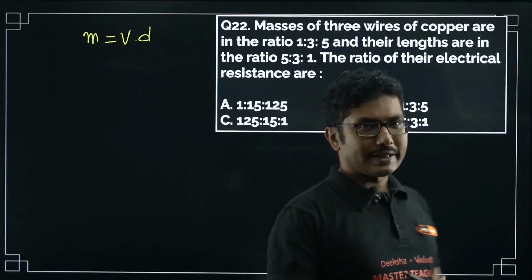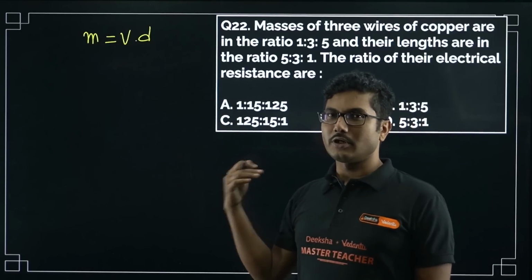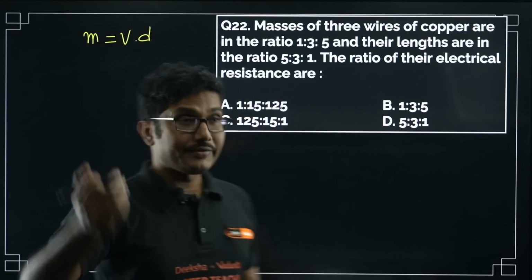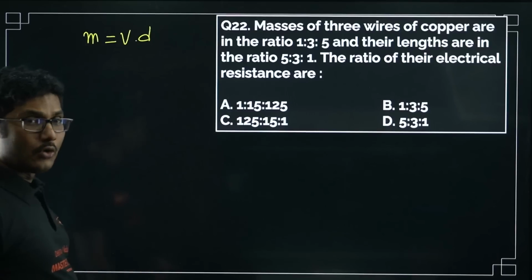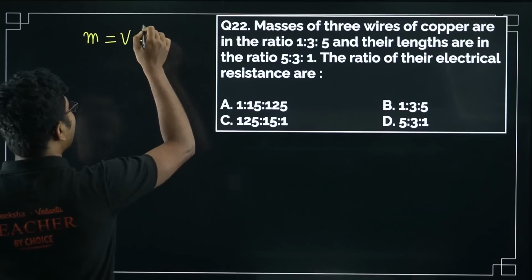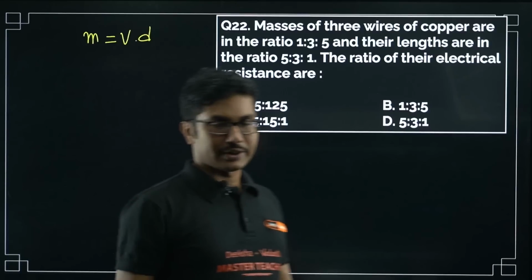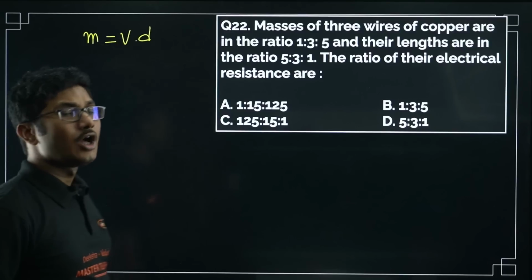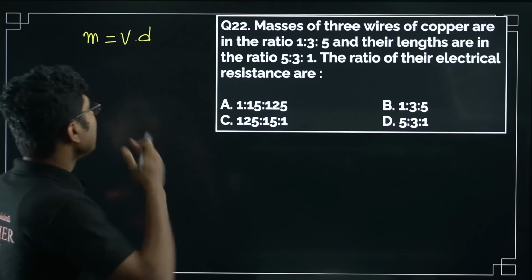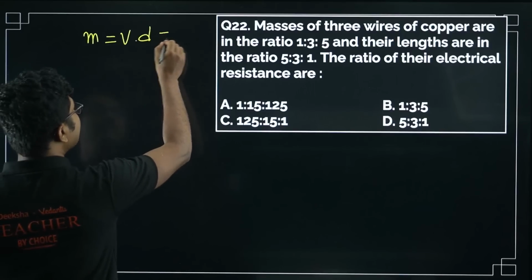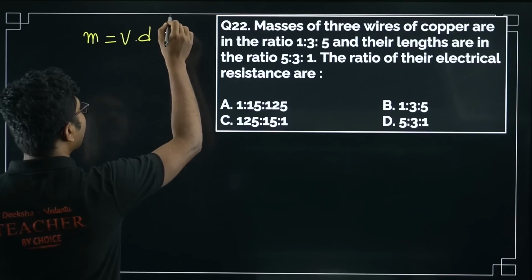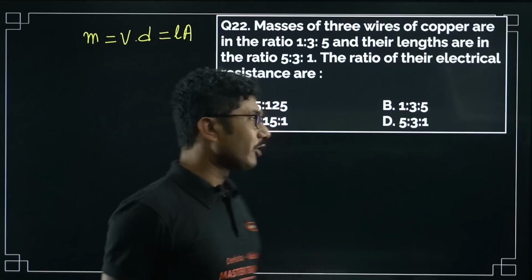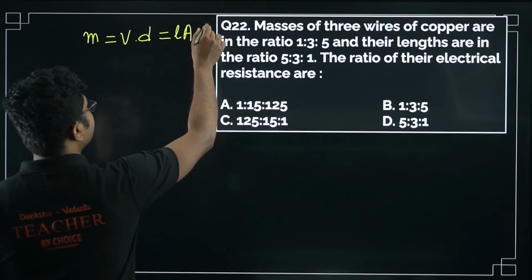Now density I am writing as D, not the conventional rho, because it is electricity, and rho represents resistivity, so that's why I am not using rho over here. Density for a given material is constant, so changing mass means volume is different. Volume is basically the length of the wire into its cross-sectional area. That is the volume. Length into area is volume, times density.